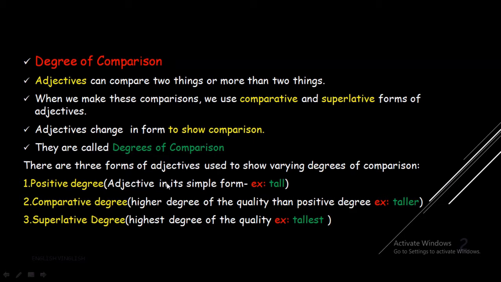The positive degree is the adjective in its simple form, like tall. The comparative degree is a higher degree of the quality than the positive degree: taller. And the highest degree of the quality is the superlative degree: tallest. Tall, taller, and tallest.